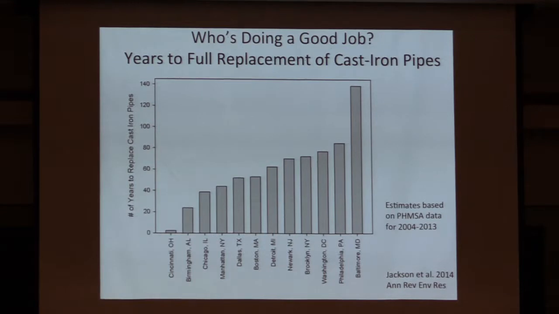Let's look at Baltimore, Maryland, who over the last decade replaced about 6% of their cast iron piping. They're on track to finish in 2150, when all the rest of their pipelines will be 150 years old. All right, so that's not good enough. That's what they've actually done.